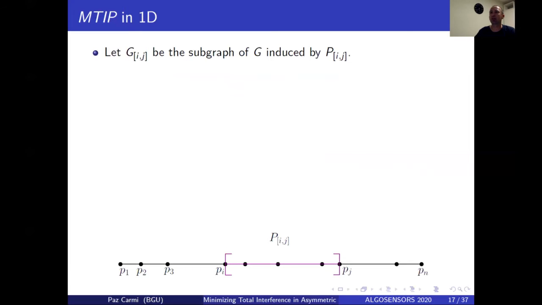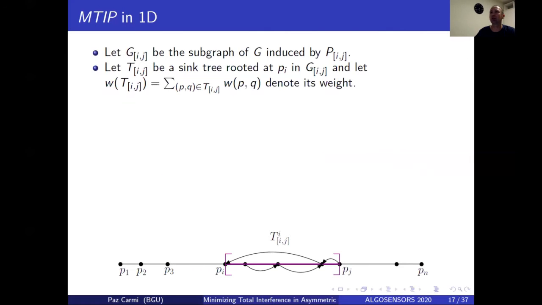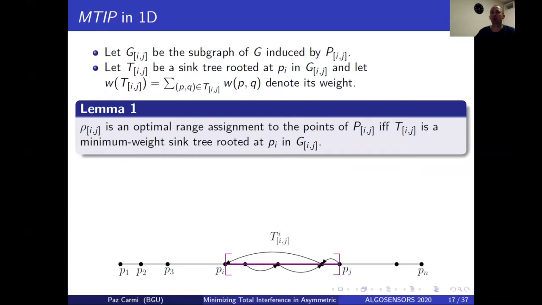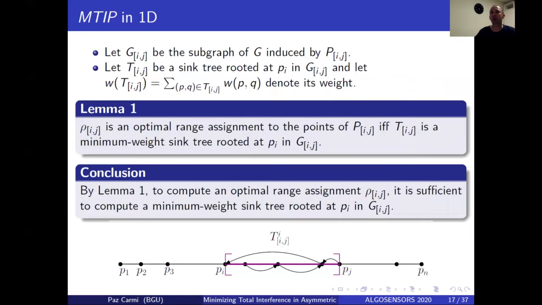Let the Gij be the subgraph of G induced by Pij, and Tij is the sink rooted at Pi in Gij. Let the weight of the tree be the sum of all the edges in the tree, the weight of the edges in the tree. So the first lemma claims that rho ij is an optimal range assignment to the points of Pij if and only if Tij is a minimum weight sink tree rooted at Pi in Gij. The conclusion from this lemma is that to compute an optimal range assignment rho ij, it is sufficient to compute a minimum weight sink tree rooted at Pi in the graph Gij.